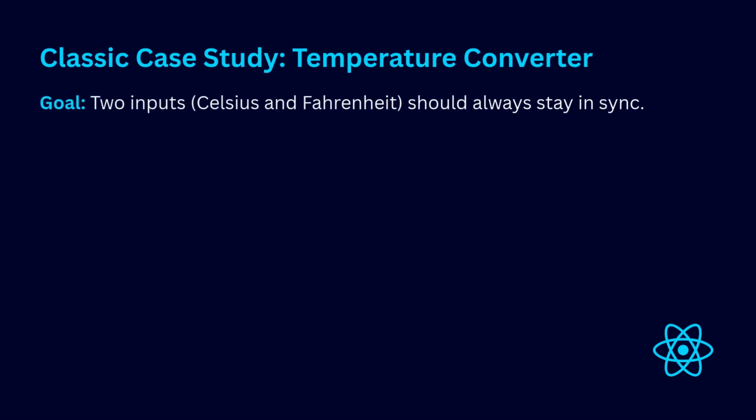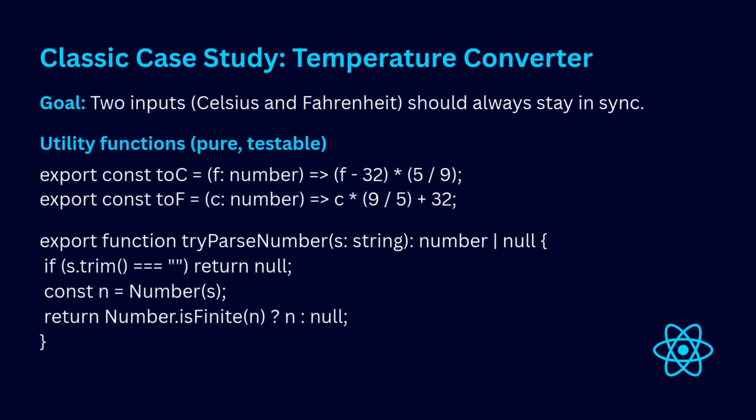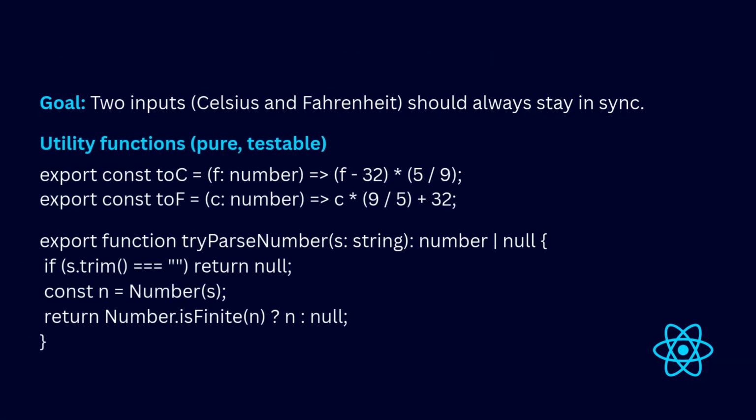Now we will see a classic case study example, a temperature converter. Our goal is to give two inputs, Celsius and Fahrenheit, that should always stay in sync. If each input kept its own state, they would get out of sync. We lift the state to the parent. Utility functions, pure and testable. These are the utility functions.